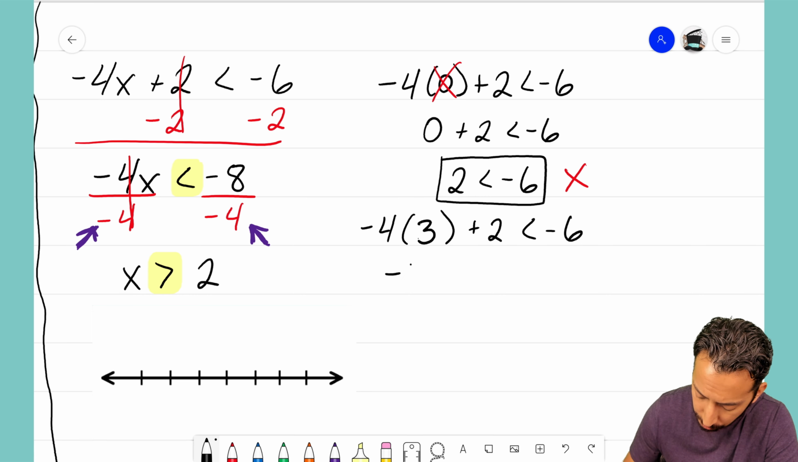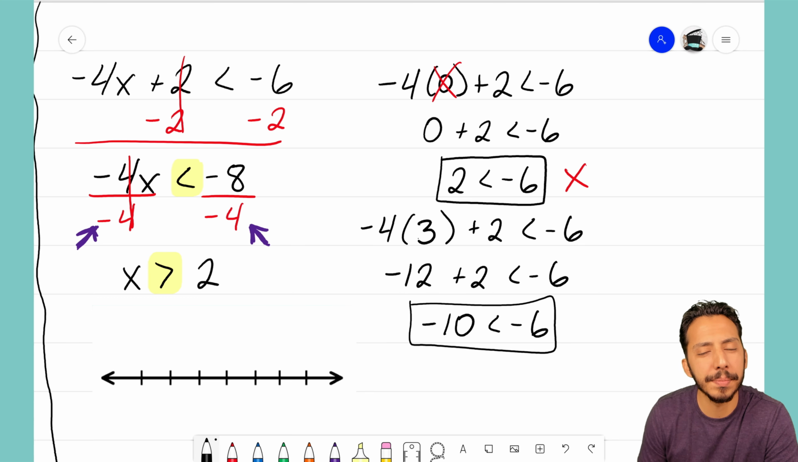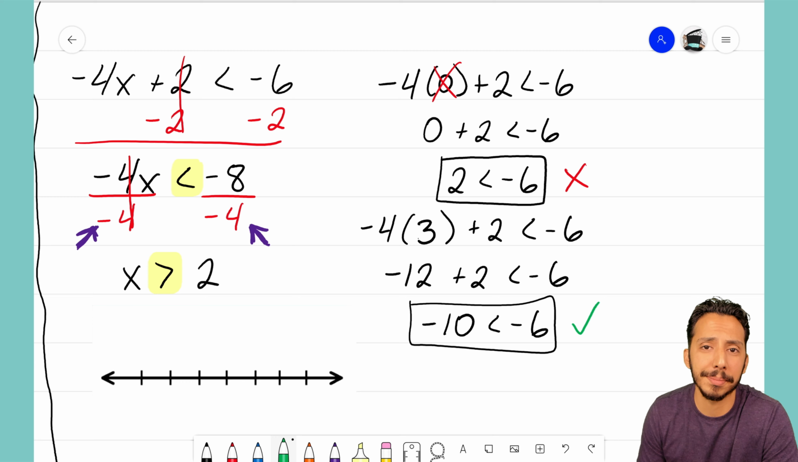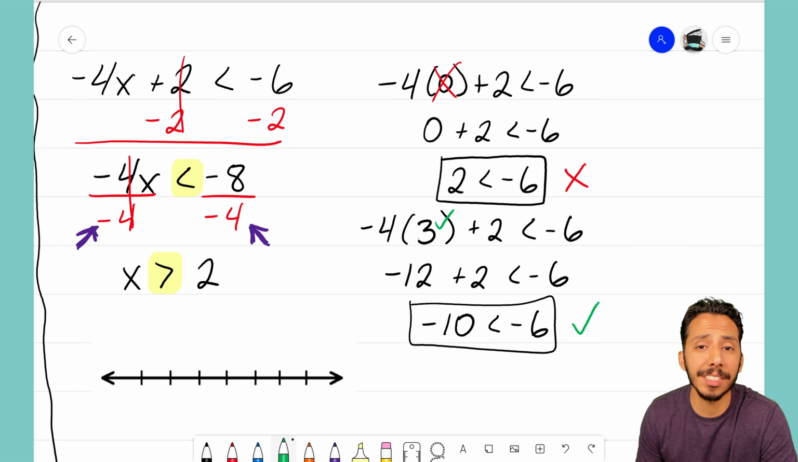Negative 4 times 3, well, that makes negative 12. And let's see, negative 12 plus 2, that makes negative 10. And looking at that final statement, is negative 10 less than negative 6? You betcha. Negative 10 is less than negative 6, which means that the 3 over here does work, which means that x then is greater than 2. It is not less than 2 because less than 2 did not work for us. It's all the numbers greater than 2.